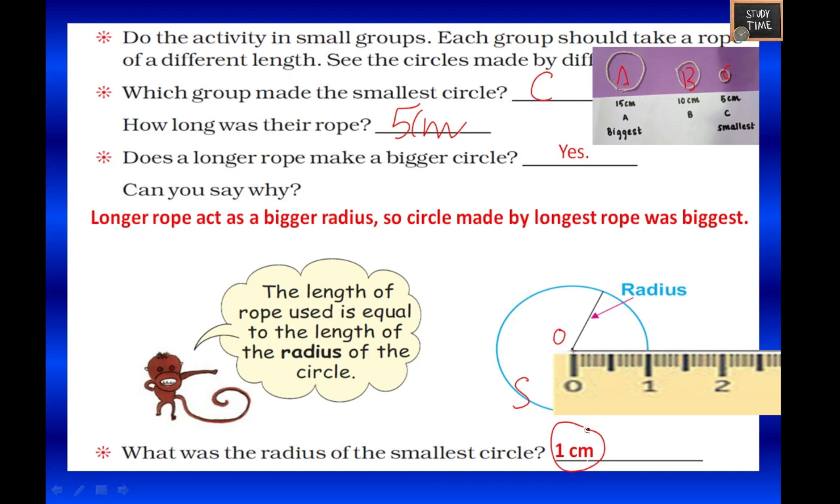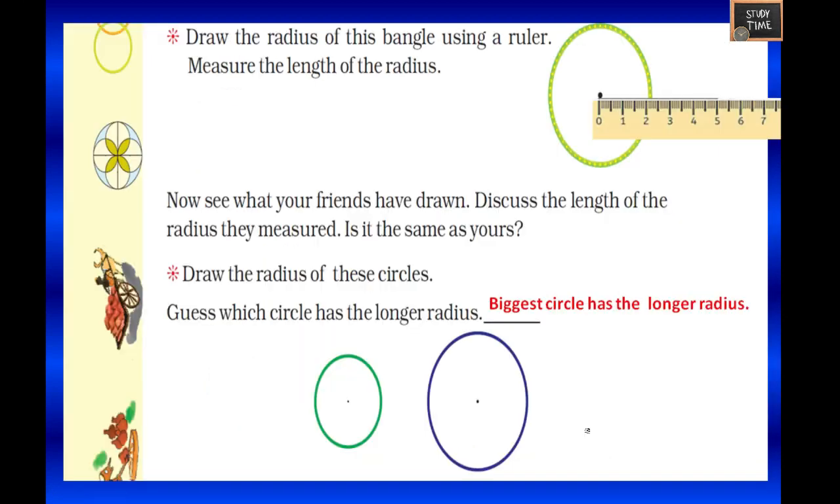Next, draw the radius of this bangle using a ruler. Measure the length of the radius. See, by ruler you can measure the length of the radius. It is 2 centimeter. Now see what your friends have drawn. Discuss the length of the radius measured by them. You can check whether it is the same as yours or not.